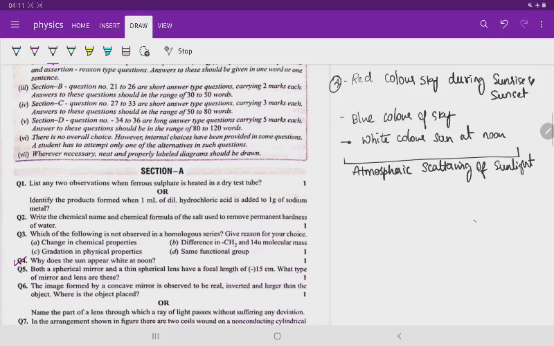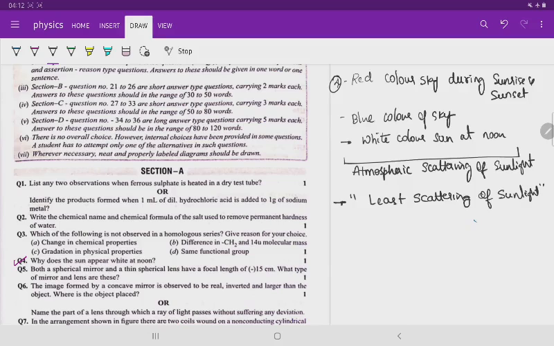Since at noon the distance the sunlight travels through the atmosphere is the least, the component colors of sunlight will refract in such a way that after refraction they recombine to emit white light itself. So the main reason is least scattering. At noon, the path through the atmosphere is shorter, so the least scattering of sunlight is the answer.